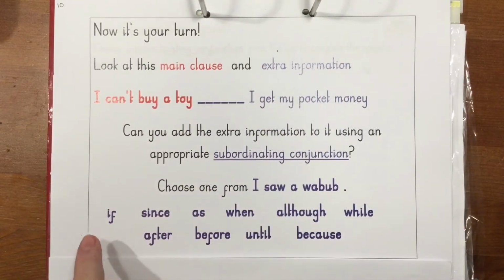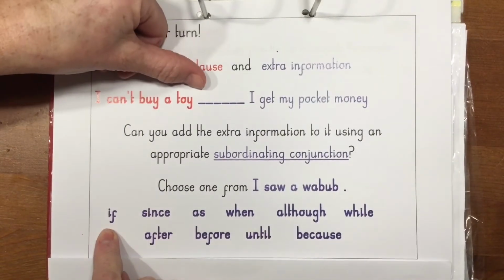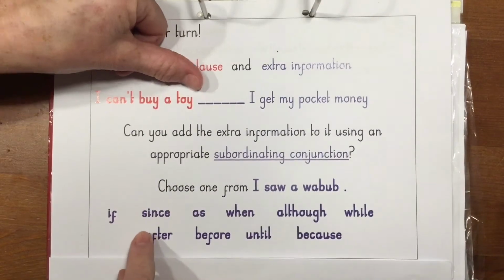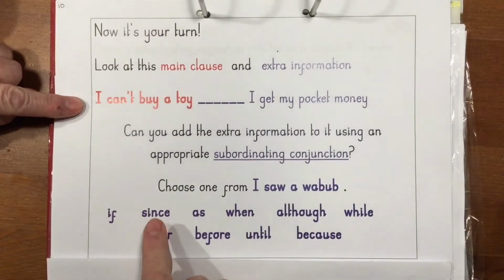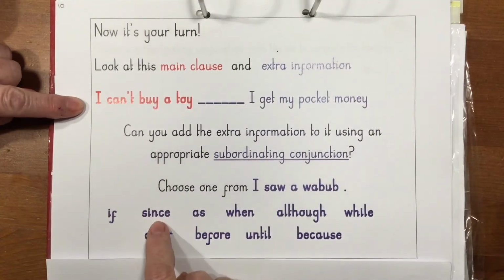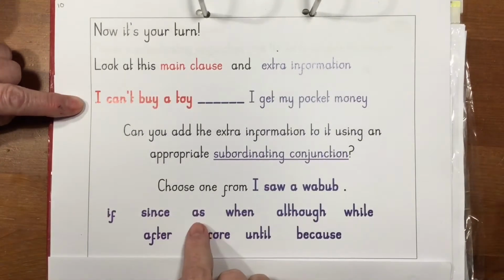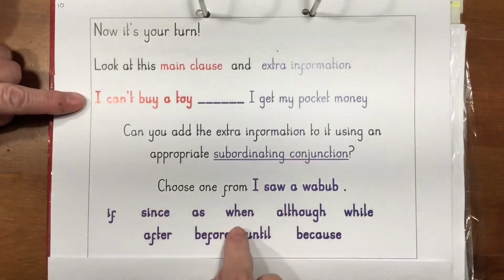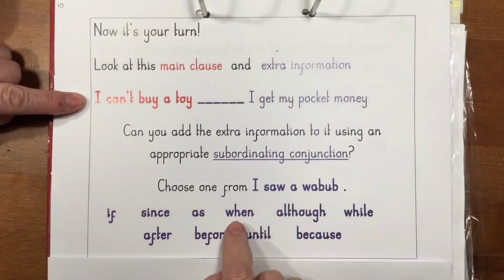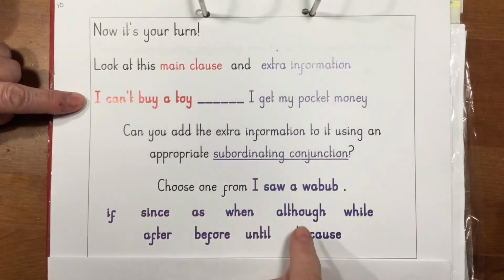I can't buy a toy if I get my pocket money. Well, that doesn't make sense. You probably could buy a toy if you got your pocket money. I can't buy a toy since I get my pocket money. That doesn't make sense. I can't buy a toy as I get my pocket money. No. I can't buy a toy when I get my pocket money. Well, I probably can, so that doesn't make sense.